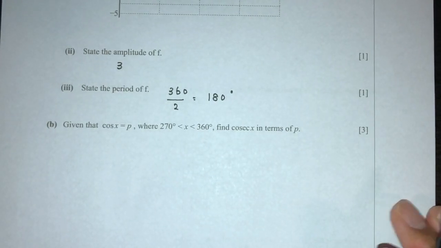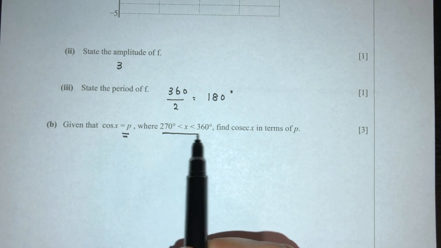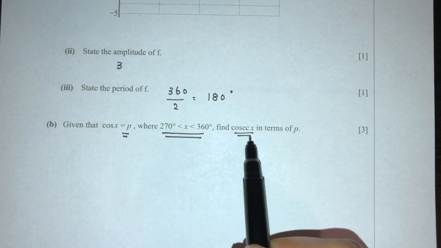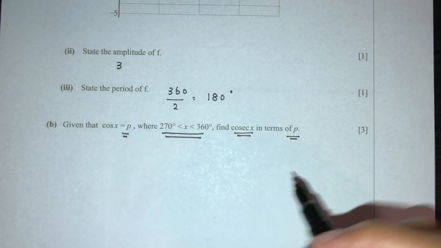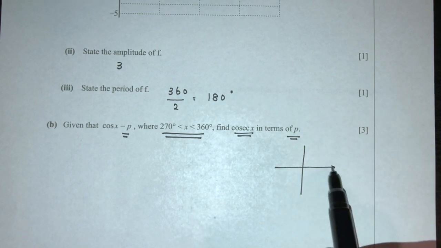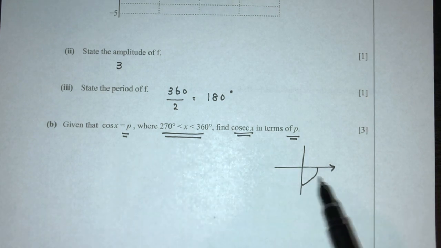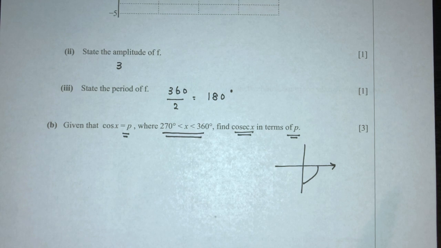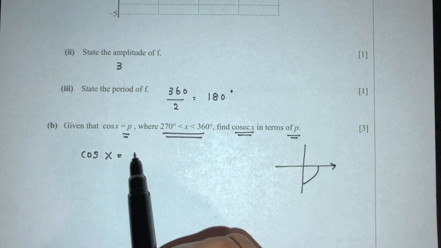Now part B, given that cos x equal to p, okay, where x is between those two, find the cosec x in terms of p. So let's see. So cos x equal to p in between those two, we have to find cosec of x in terms of p as well. So let's see, what does it mean? If you look at your quadrants, so where is that part? That is your fourth quadrant, right? So it means that in this fourth quadrant, you know that cos is positive value, so that's not a big deal. So we have cos of x is equal to positive p.